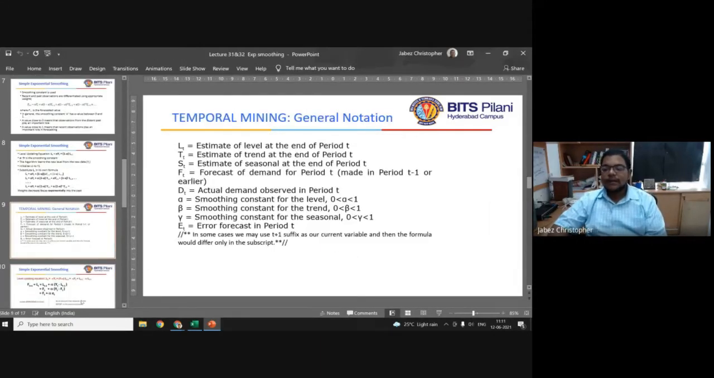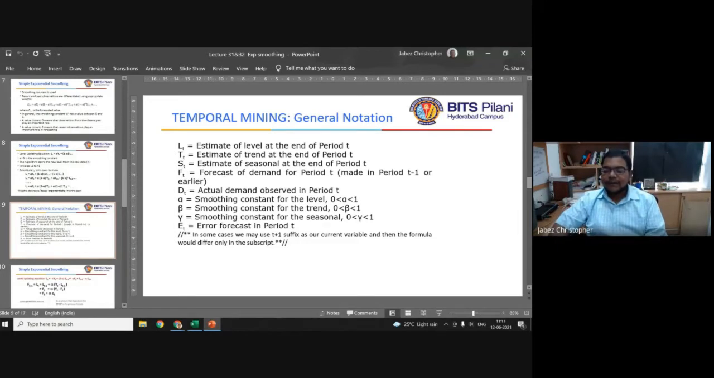Okay. Then these are some of the notations that I will be following in today's class. So L is the estimate of the level, T is the trend, S is the seasonality, right? And F is the forecast of demand. Demand, in the sense, is the behavioral attribute, and time is of course the contextual attribute. It can be demand or temperature or whatever it is. We have it as demand over here in general.